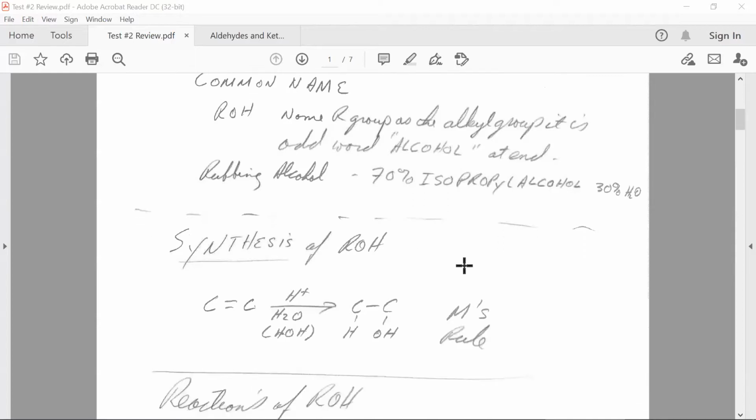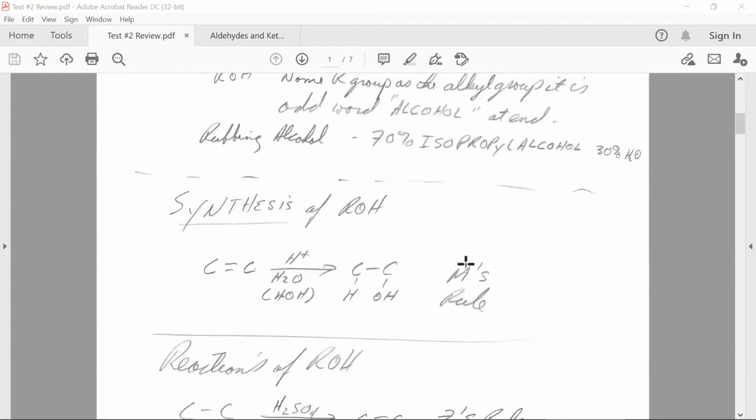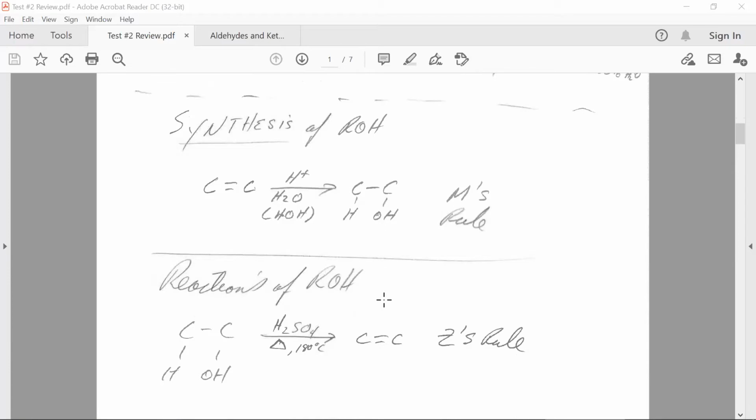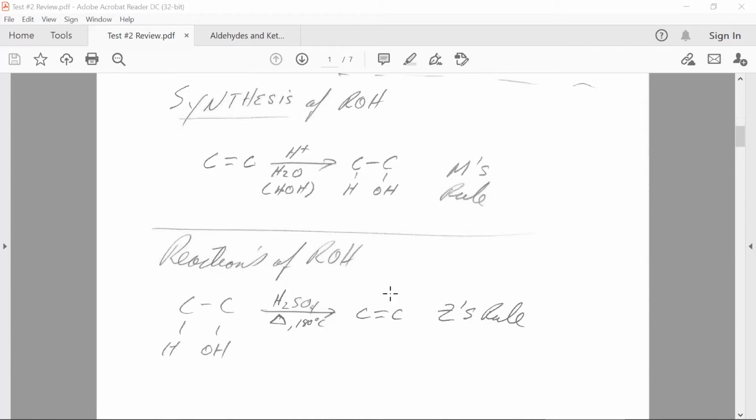Now, how do you make an alcohol? Well, this is the only reaction that's going to be in 2 different tests, and that is double bond, acid, and water. Remember, water is HOH, break the pi bond, one carbon gets H, the other gets OH, follows Markovnikov's rule. Markovnikov's rule is the carbon with the most hydrogens in the double bond gets this hydrogen, the other carbon gets the hydroxyl group.